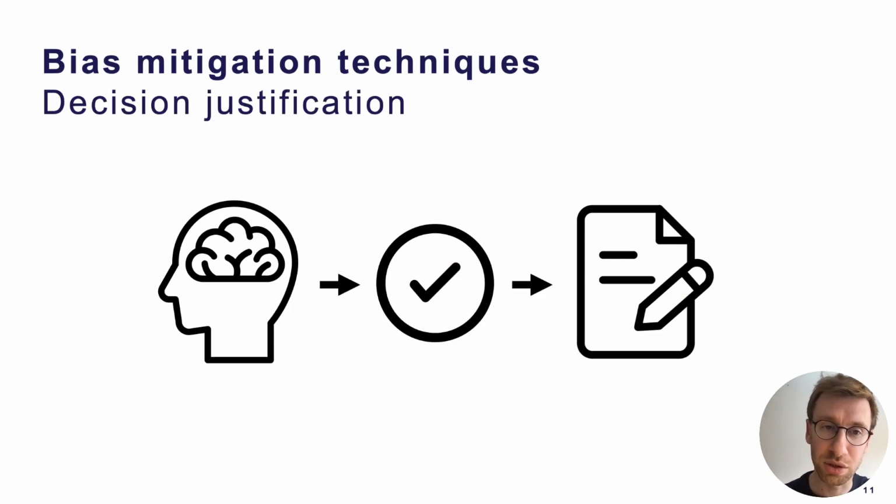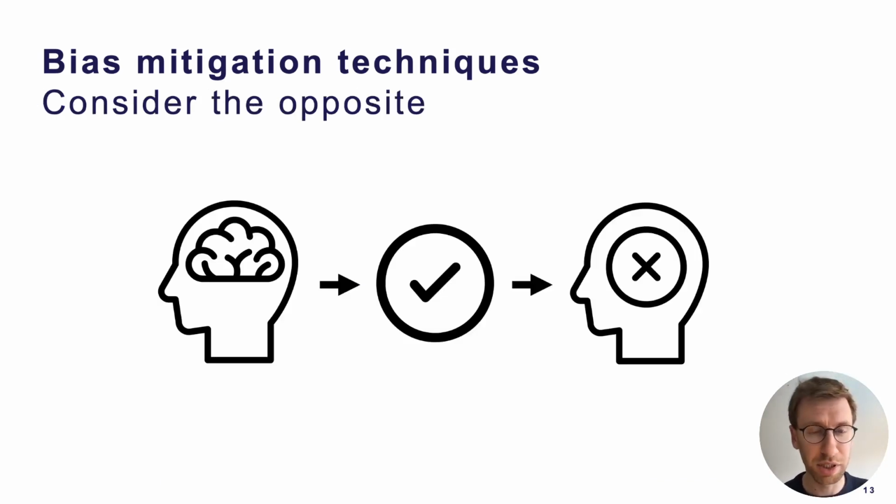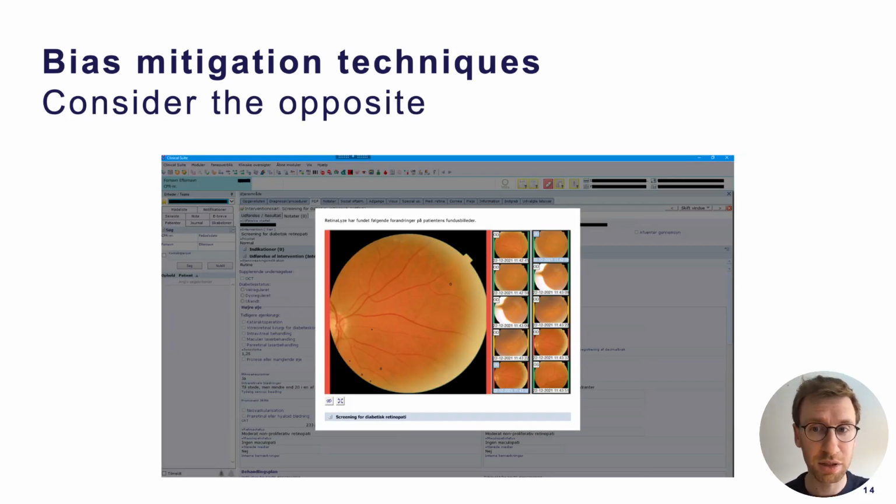The second technique is called decision justification. Here we force participants, after their assessment, to provide some additional motivation for their choice. This is done simply by providing an input field in which clinicians again describe their assessments and how they obtained it. And finally, consider the opposite. In case a clinician believed everything is okay, whereas the AI system has maybe detected something, then we provide this overlay which highlights where and why the AI provided a positive assessment.